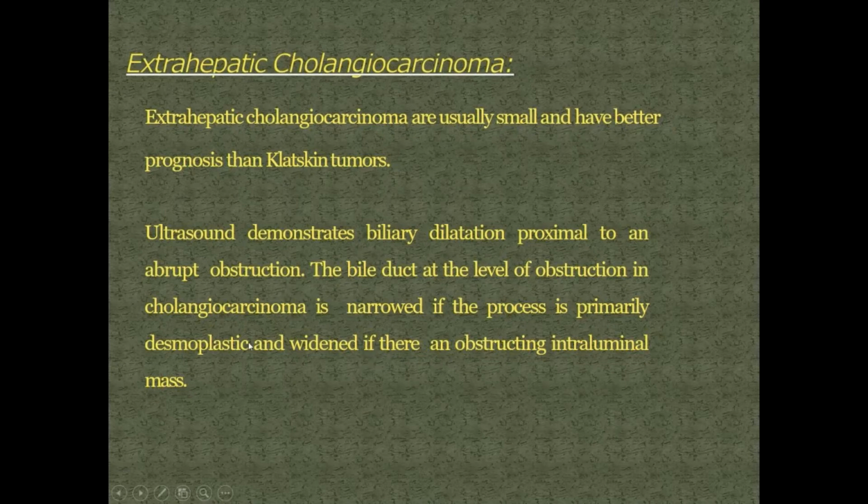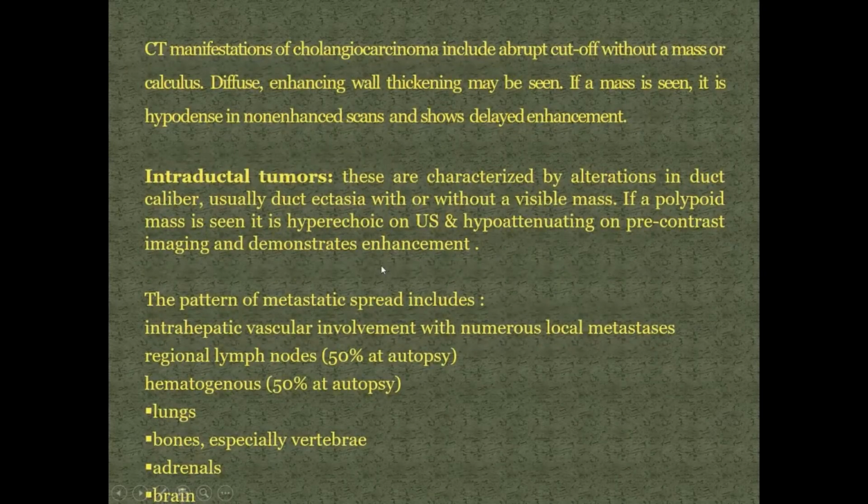The bile duct at the level of obstruction will be narrowed, or it will be widened if there is an obstructing intraluminal mass. Similarly, on CT, there will be dilated CBD with abrupt cutoff, and at the level of the mass, there may be diffuse enhancing wall thickening, or if the mass is seen, it will normally be hypodense and show delayed enhancement. Intraductal tumors are very rare, and we are not going to talk about them.